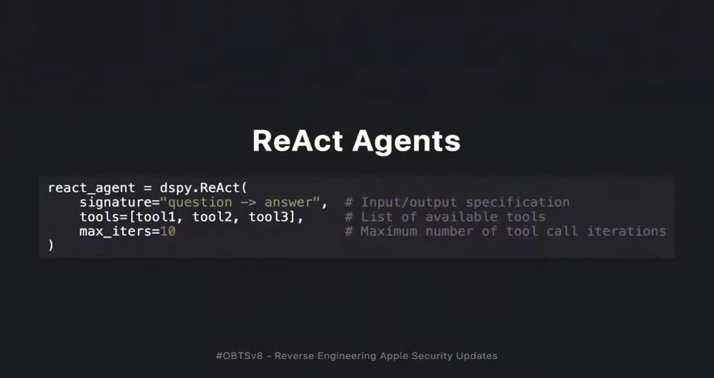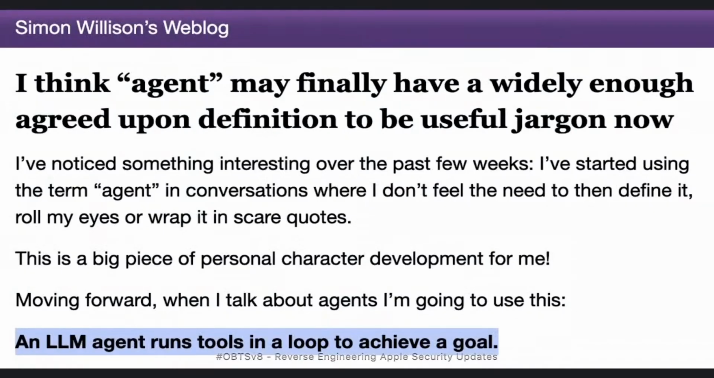Now, the React agents are a little bit more advanced in that they run in a loop, and they try to achieve a goal. And so you initialize a React agent, something like this, like here's your signature, question, answer. You expose tools that it can use to try to answer that question, and you tell it, only run this 10 times before you try to come up with an answer, or it'll stop sooner. Simon Willison defines an agent as something that runs in a loop to achieve a goal.